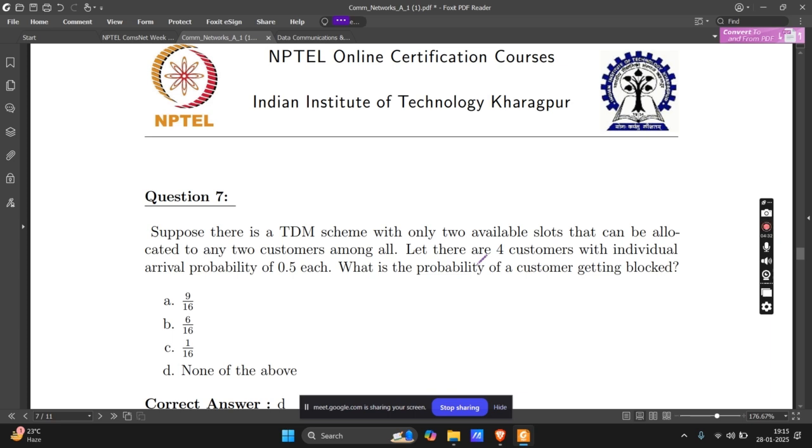So the TDM scheme has 2 slots and they can be allocated to any customer. There is no priority or preference. And there are 4 customers, so there are more customers than slots. If 4 customers require time slots, then of course they will not get them. So 2 of them will have to wait, or their calls will get denied.